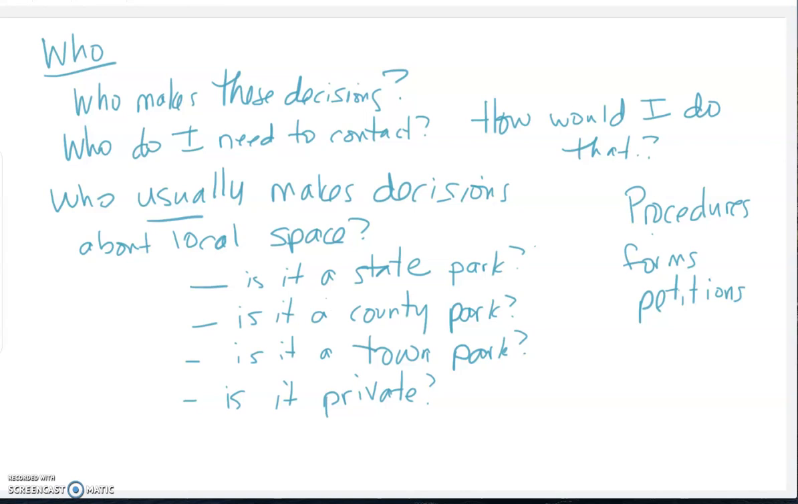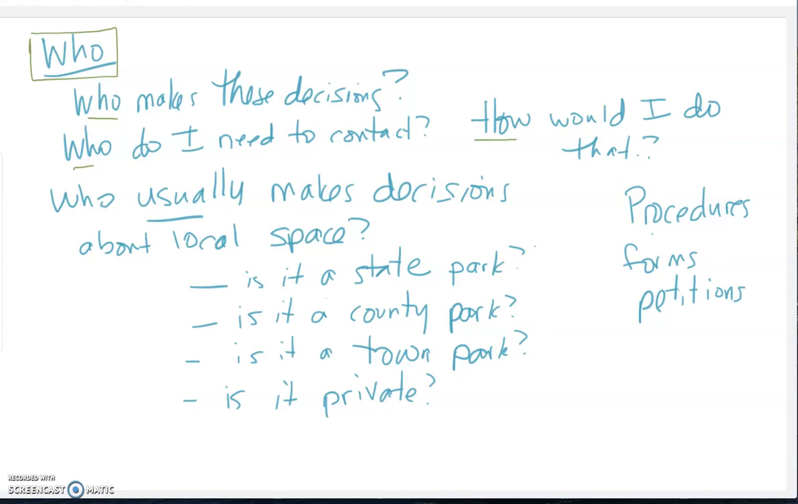So if I start with some who questions, and I don't have to put these in order. These are questions that are just coming to me as I'm thinking through my topic. So it's a park, it's nearby. I wonder who makes those decisions. So who would decide if a community garden could go there or not? And who would I need to contact in order to find that out? And how would I contact them?